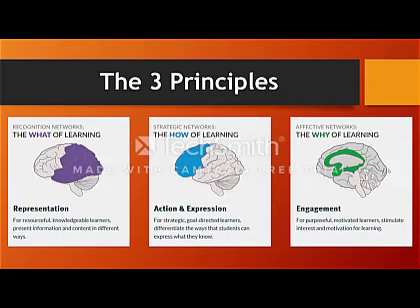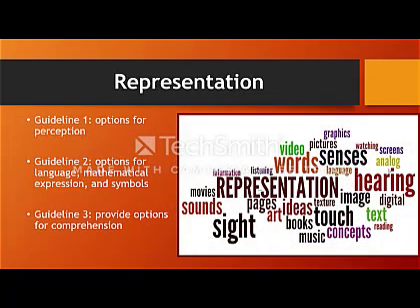Now let's unpack this a bit to learn how you can use these principles. Starting with representation. There are three guidelines for representation listed on the left-hand side. The first one is options for perception. The second guideline is options for language, mathematical expression, and symbols. And the third guideline is provide options for comprehension.